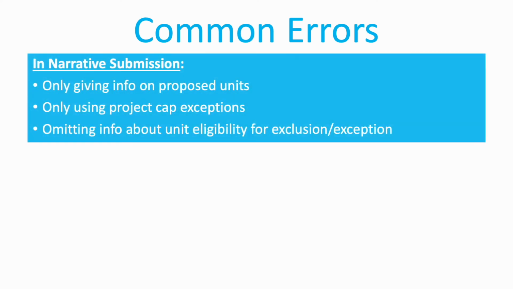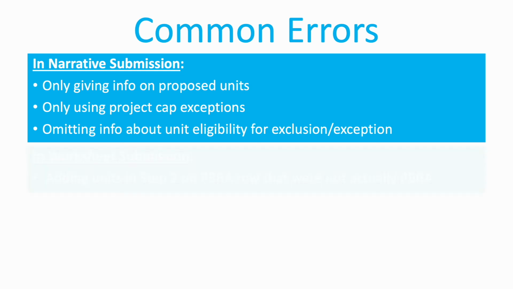HUD sees some common errors in PBV cap submissions. Common errors in a narrative submission include providing only the information about the proposed units rather than all units already committed. Another common error on narrative submissions is using the project cap exceptions rather than the program cap exceptions. For example, elderly projects have a 100% exception for the project. HUD often sees PHAs omit information that would inform HUD about unit eligibility for an exclusion or exception.